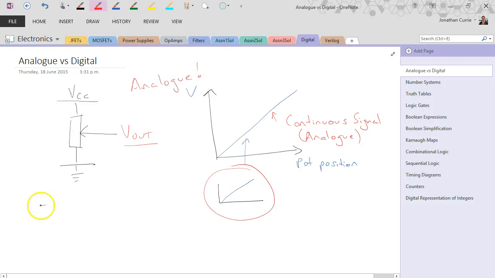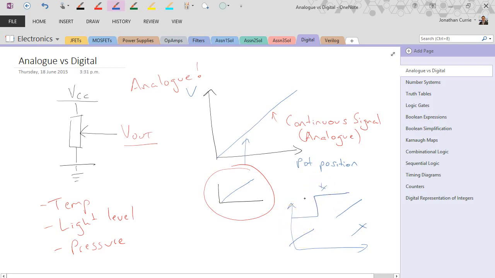Analog. Other things which are analog are things like temperature, light level, pressure, and many other of the fundamental quantities that we want to be able to measure. They are continuous. They don't do things like this, they don't suddenly jump between two points. So they're smooth, continuous. They don't have to be straight lines.